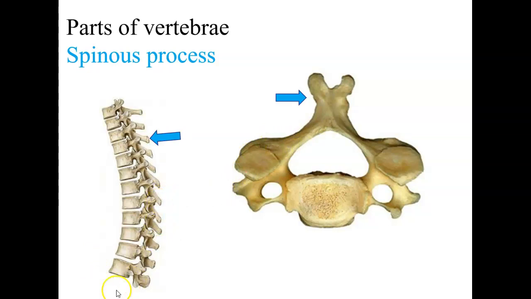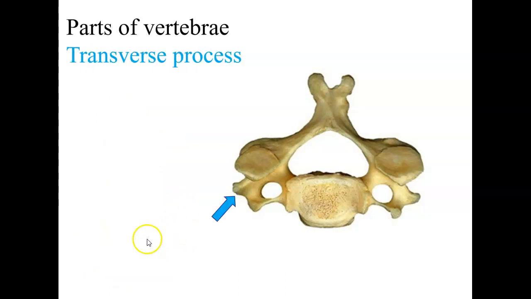Next, and you can see in this particular drawing from a side view or from a lateral view, you can see that these spinous processes stick off the back. And if you were to run your finger along the center of the back of your spine, you would be able to feel the spinous processes. All right, again, from this particular vantage point, there are these processes that come off on the sides, and these are called transverse processes.